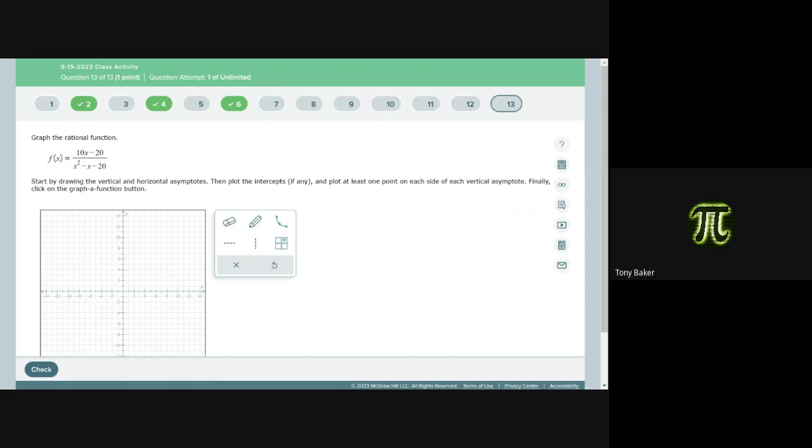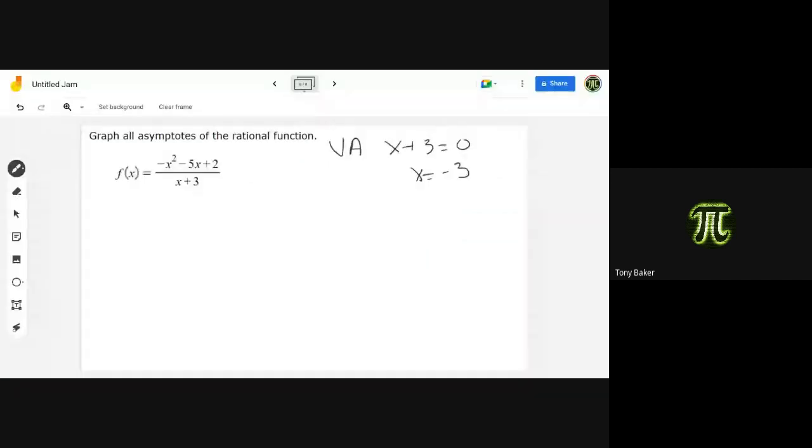So my vertical asymptote, I have x plus 3 equals 0, so x equals negative 3. Oh, I didn't switch back over. There we go. Sorry. You should have noticed that I was switching back and forth between two screens as I was looking at different problems. So my vertical asymptote in this case is negative 3. Now that you rewrote the problem down, right.